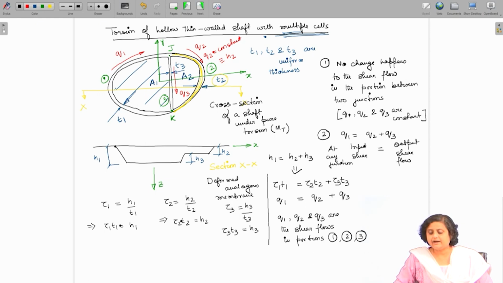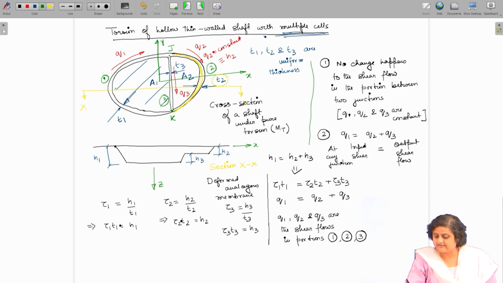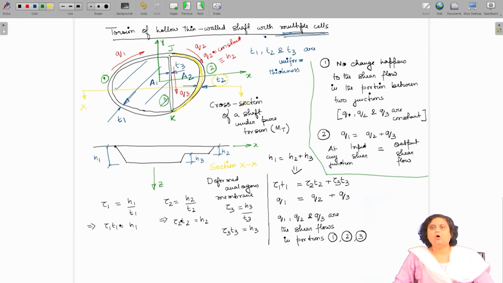So, the same condition holds for shear flow when we are dealing with torsion of shaft with multiple cells. These are the two important inferences that we can make from the membrane analogy of torsion of thin walled cross section. Now, let us see how we can solve for Q1, Q2 and Q3 and therefore get the value of tau 1, tau 2 and tau 3.